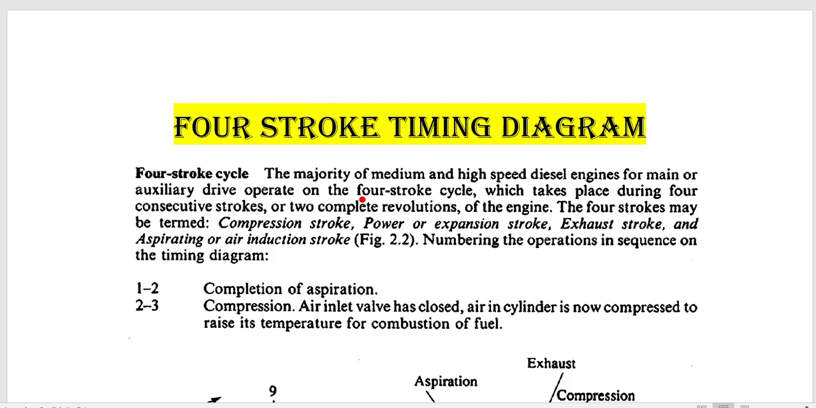So earlier we have seen two stroke, now we are going to see the four-stroke cycle, how it works. As the name implies, it has four strokes. These four strokes are completed in two revolutions. So it is going to happen in two revolutions, that is your 720 degrees, not 360 degrees.